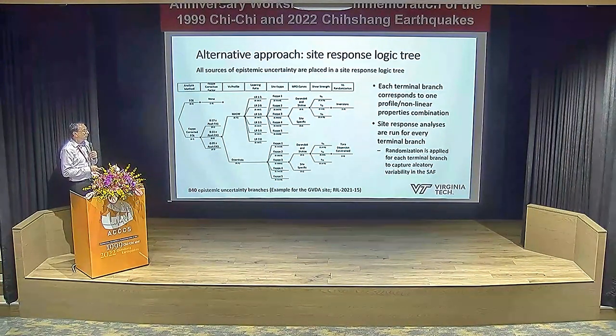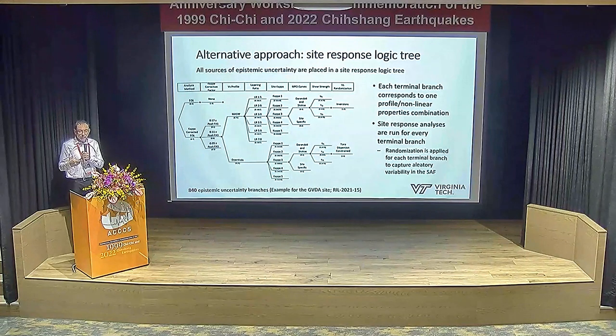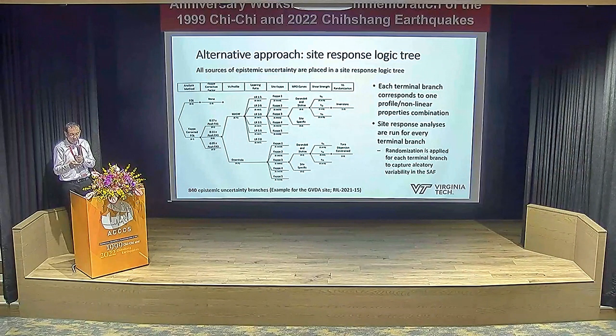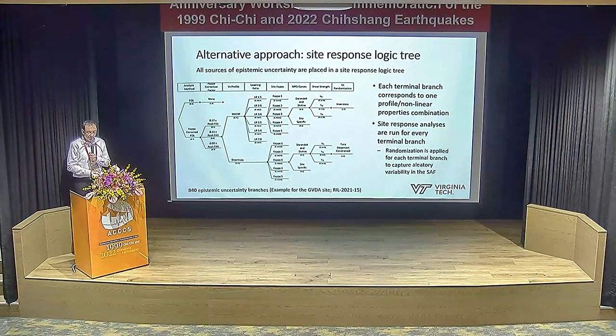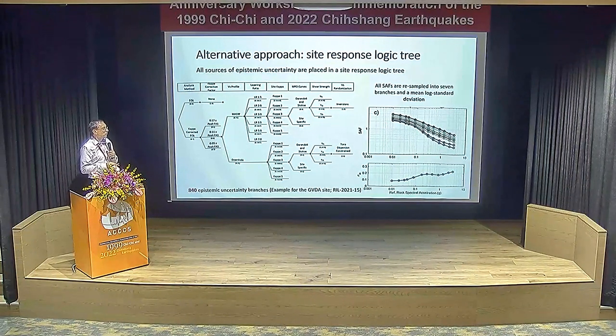This is for the Garner Valley downhole array site, where a logic tree is built capturing uncertainty in the analysis method. This is part of the analysis method, input parameters to the analysis method, in the VS profile, in the uncertainty in modulus reduction, et cetera, et cetera. So you capture all the uncertainties, and then you do site response analysis for every terminal branch, including randomization to capture aleatory variability. And then you can sample these uncertainties into a discrete number of site adjustment factors. And there are multiple advantages to this approach.